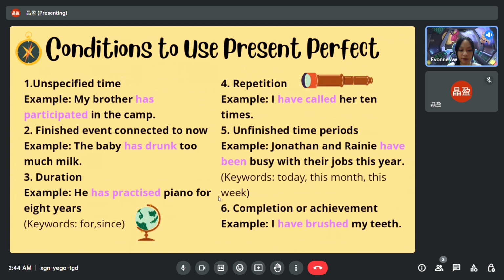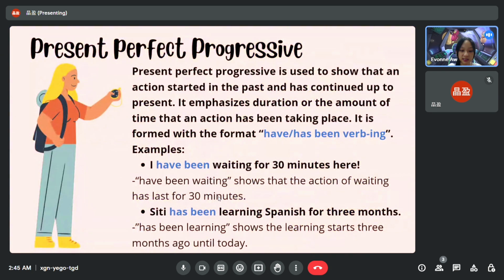The fifth one, unfinished time periods. For example, Jonathan and Rainy have been busy with their jobs this year. The keywords that can be identified are today, this month, and this week. The last one is completion or achievement. For example, I have brushed my teeth.